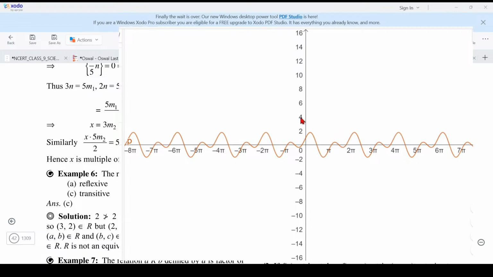Okay? This fellow is taking 2 pi units to complete the cycle. This fellow is taking 1 pi units to complete the cycle. When will they meet again? Obviously at 2 pi units. What is this 2 pi? Basically the LCM of these two.